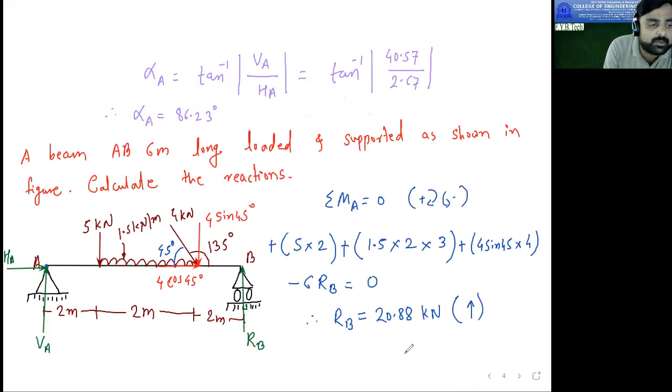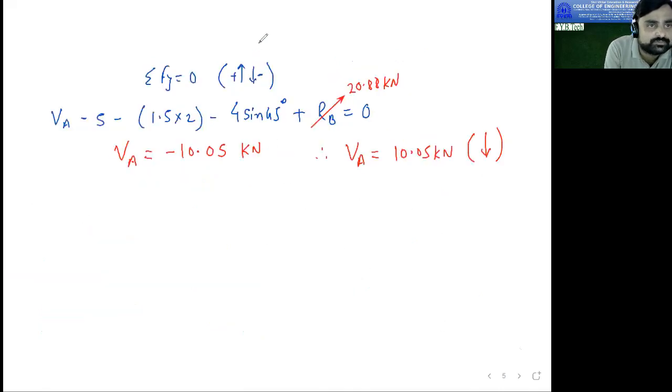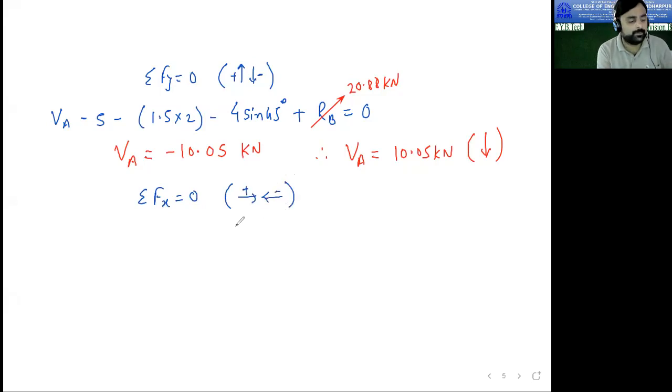So in the main diagram also, I will erase this and show the correct direction of VA. So this will be the correct direction of VA. This is the VA. Now apply summation Fx equal to 0. Forces towards right are positive, forces towards left are negative.